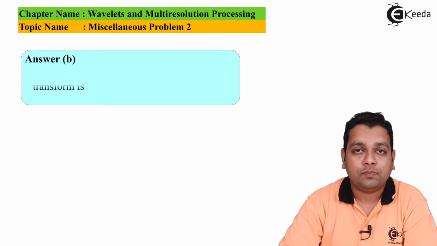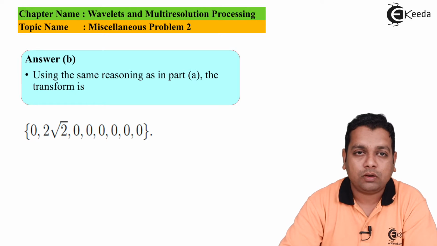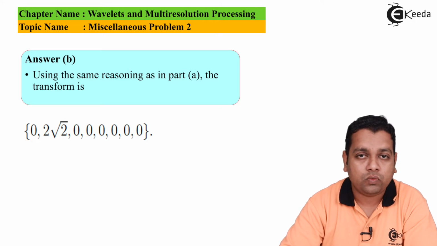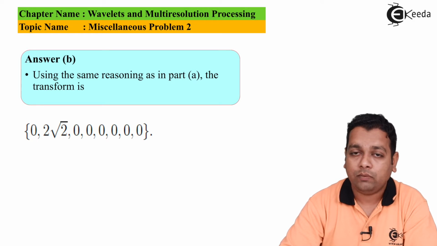Now the answer B can be given. So for B we are going to use the same reasoning as we have done in the part A, the same procedure we are going to see. So the transform value we can obtain with 0, 2 under root 2, and rest of the values are 0. In the part A, only the first coefficient was having the non-zero value, rest of all the coefficient values were equal to 0.